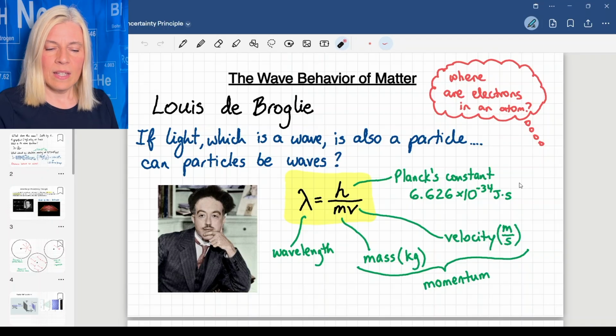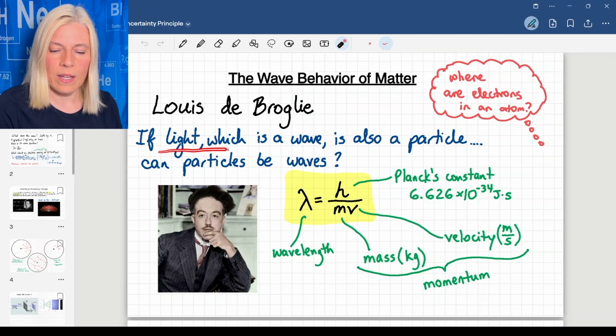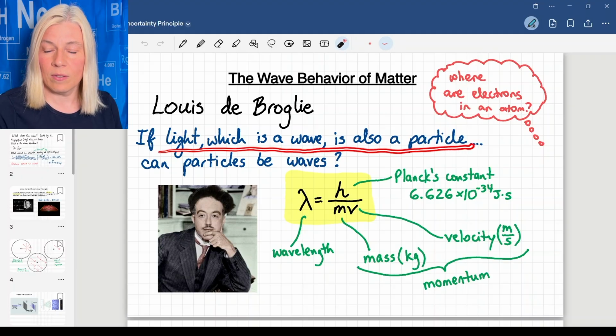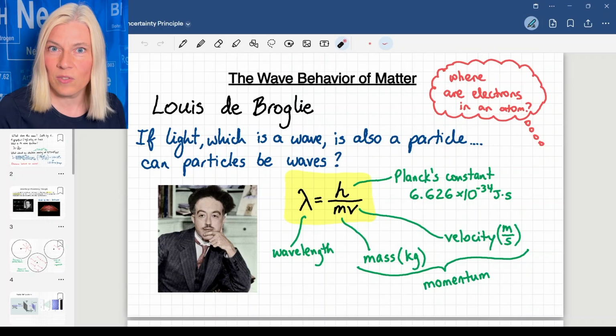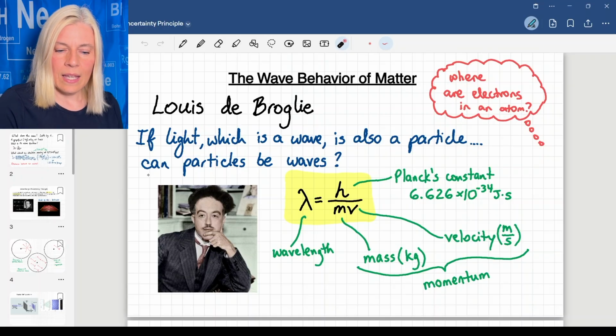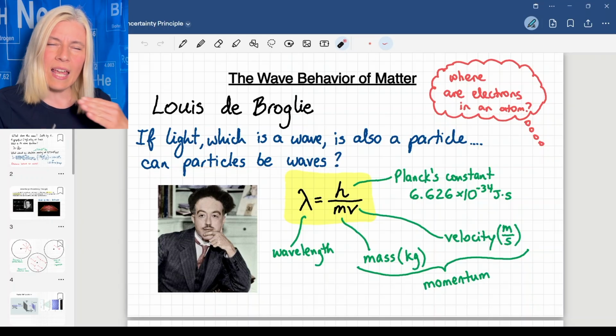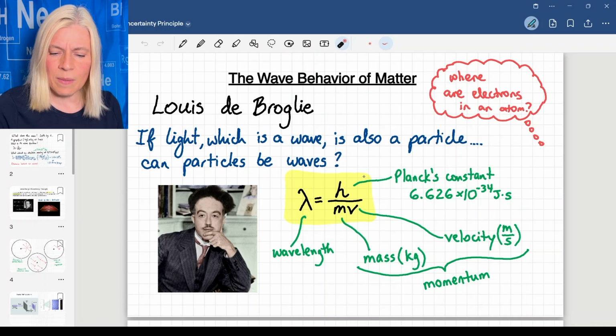So if light, which we always thought is a wave, is also a particle, that's what Einstein said, right? And he gets a Nobel Prize for saying that light is a particle. De Broglie asks, can particles also be waves? He's turning everything upside down. What is he doing? He actually comes up with this amazing equation that works.